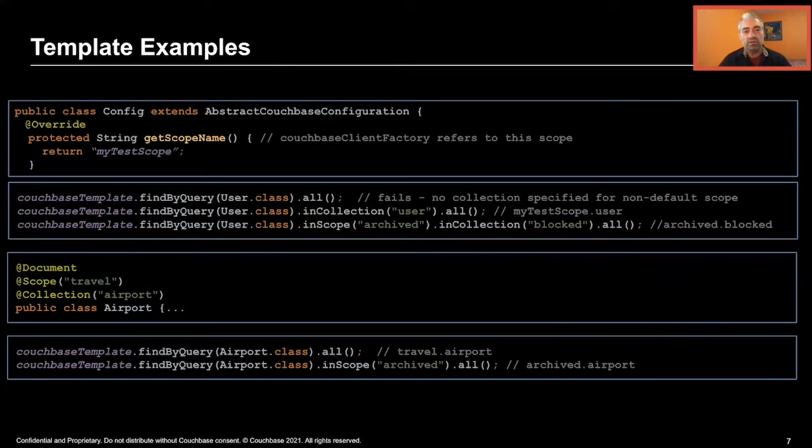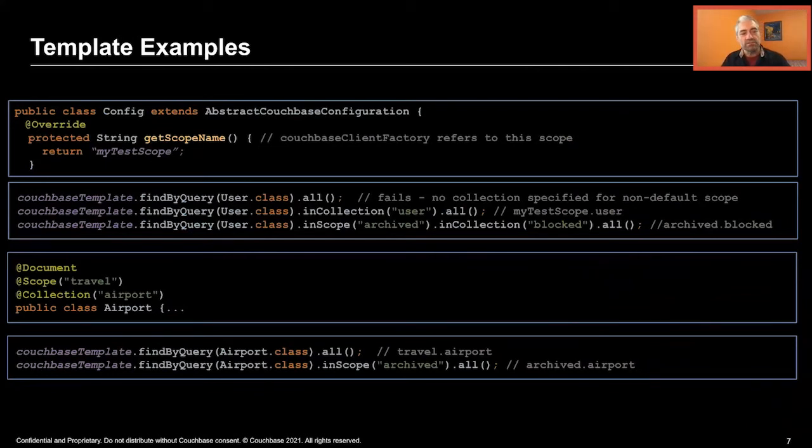The second one, this will work. A collection is specified called user, so it's going to get from the my test scope and the collection called user. The third example shows maybe getting from a scope containing archived documents, and the collection blocked. So maybe you had archived users that were blocked. That's where you could get them from. So it's all from the same template.